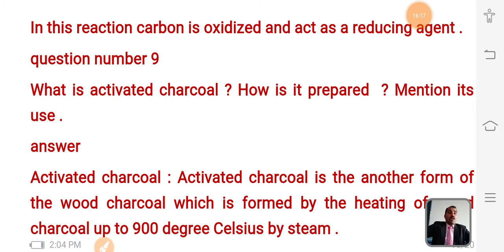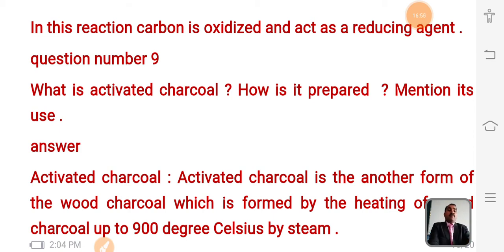Question number 9. What is activated charcoal? How is it prepared? Mention its use. Dear students, activated charcoal is another form of wood charcoal which is formed by heating the wood charcoal up to 900 degrees Celsius with steam. When wood charcoal is heated up to 900 degrees Celsius with steam, it converts into activated charcoal.